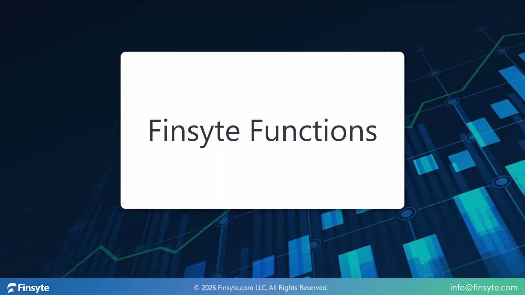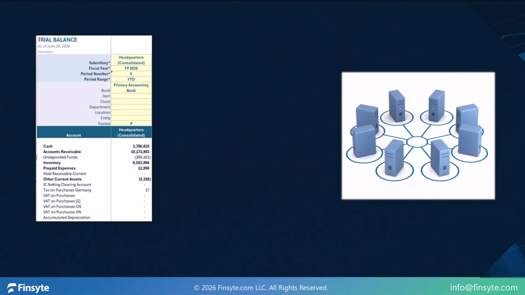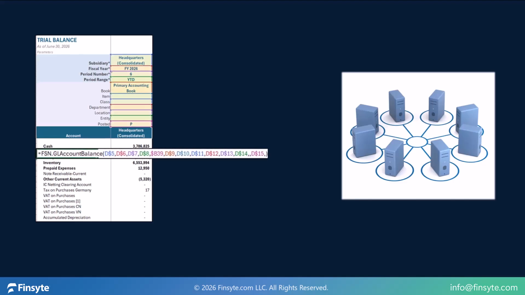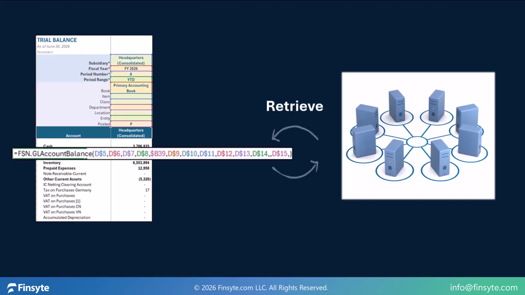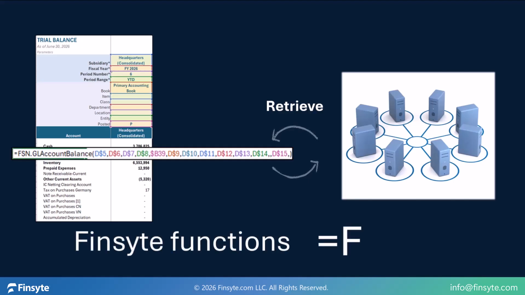Finsyte functions are the heart of how Excel connects to NetSuite. A regular Excel formula, like sum, only works with the numbers already on your sheet or in your workbook. But a Finsyte function goes further. It acts like a bridge, connecting Excel to NetSuite and bringing live data directly into your spreadsheet. All Finsyte functions begin with =FSN, which tells Excel to connect through Finsyte. From there, you choose the specific function name and provide necessary input. Finsyte then queries NetSuite in real time and returns the requested information directly in your worksheet.